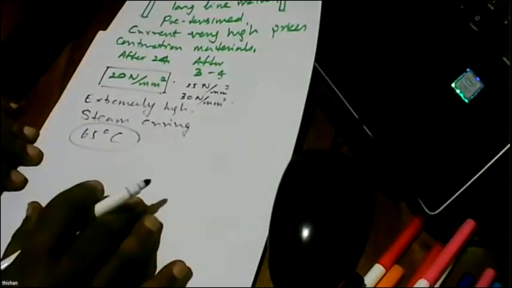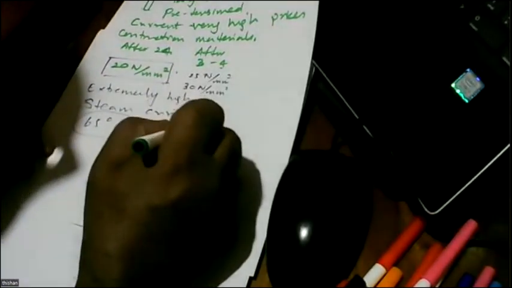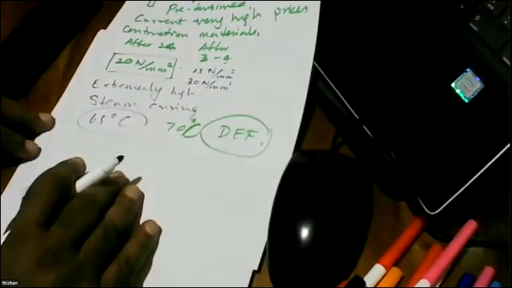And when you are doing steam curing also, you have to maintain the temperature of the steam, the components, around 65 degrees by controlling the steam supply. The reason is, if this increases beyond 70 degrees, then you might get DEF, delayed ettringite formation, if the temperature is more than 60.